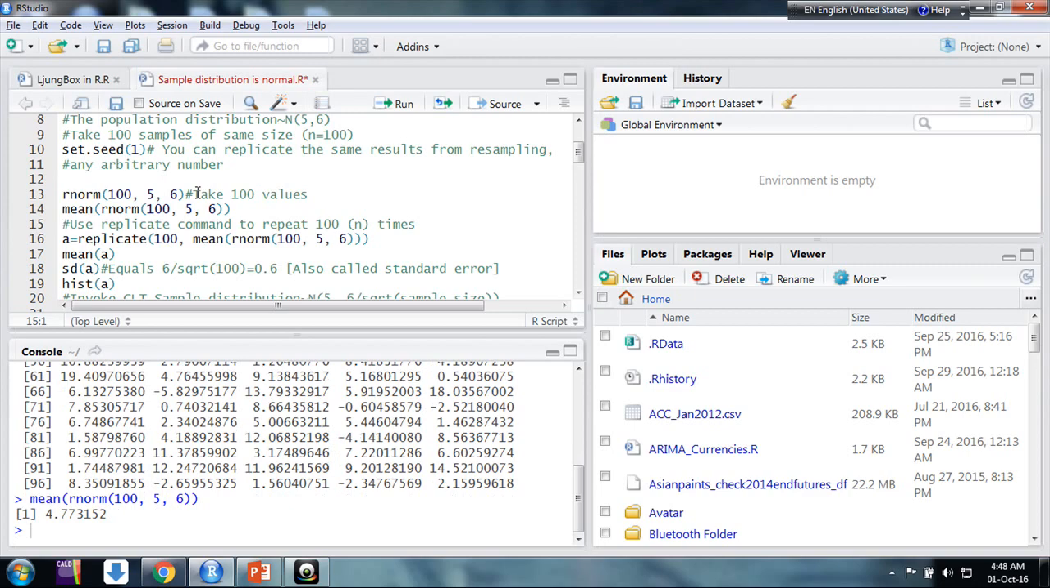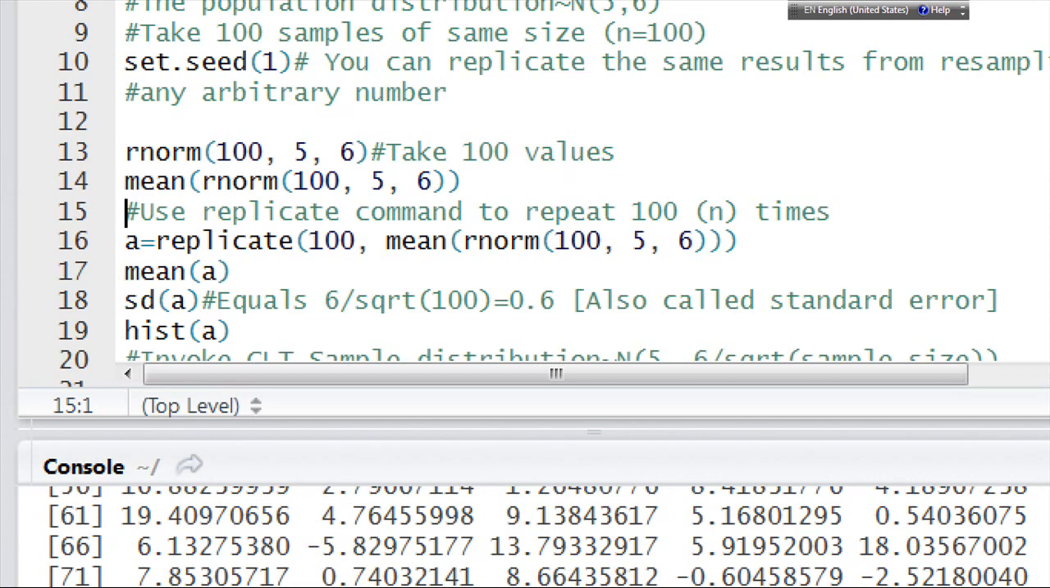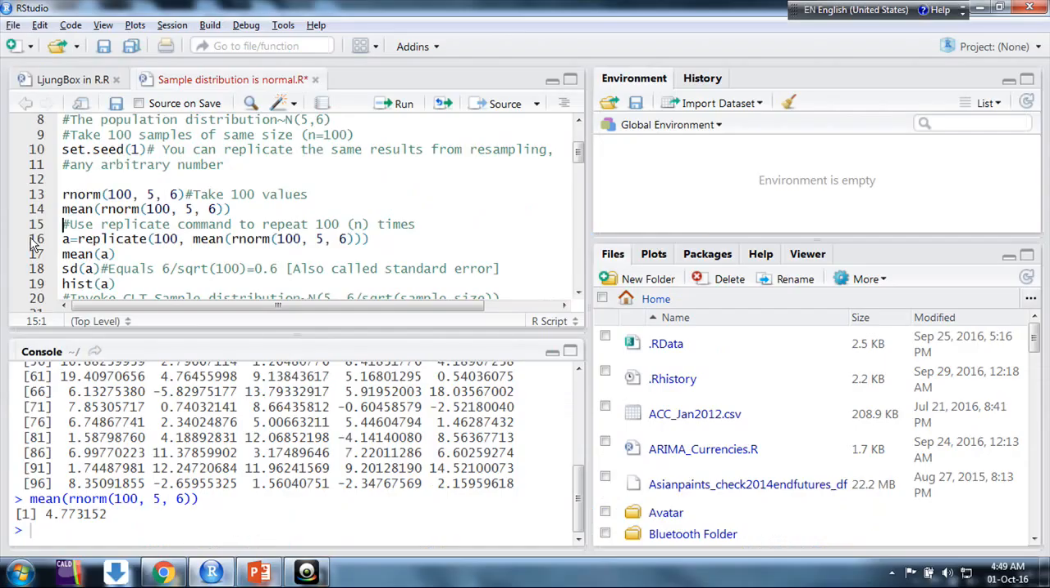In this way, I want to do it 100 times, so I'm using the replicate command here. The replicate command will do this task. This is the first sample I have taken. In this way, I would generate 100 samples and a mean of each. So 100 sample means I would store in a vector A.